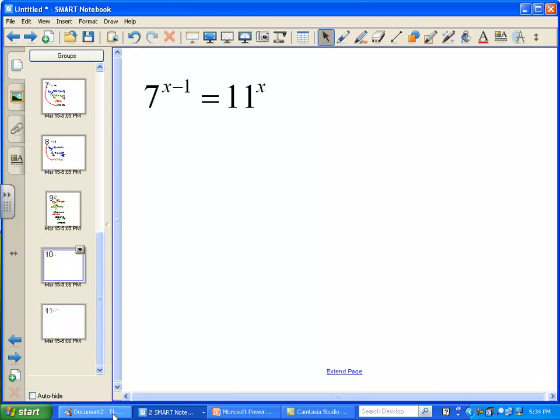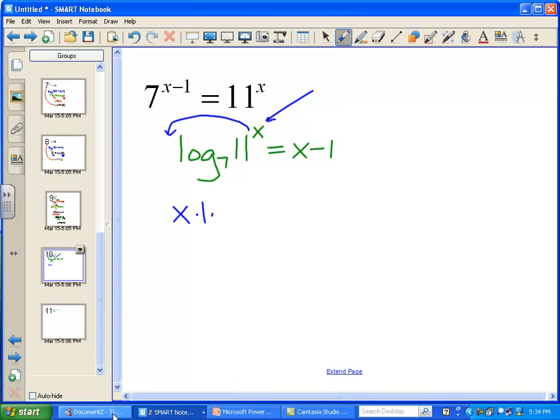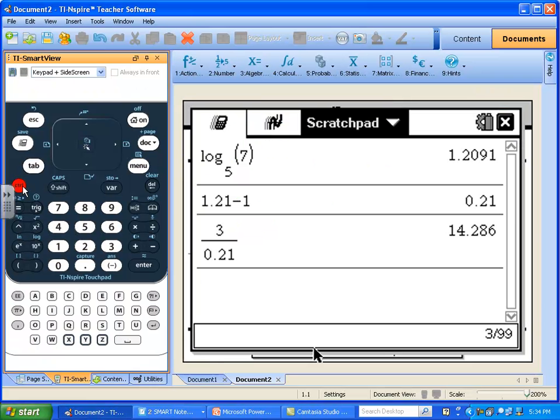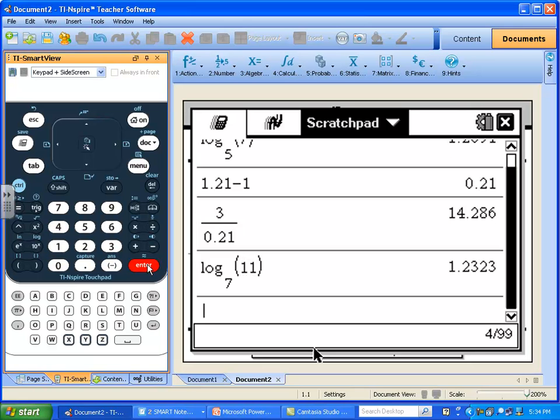So here what we're going to do is we're going to again make this into a logarithmic equation. Log base 7 of the number 11 to the x is equal to the exponent on the 7, x minus 1. And same thing, I notice I've got this pesky x in the exponent, but now I have a tool to get that out. So we'll make it x times log base 7 of 11 is equal to x minus 1. And back to the calculator again to do log base 7 of 11. And that gets me 1.23.